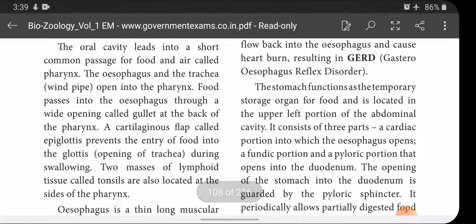The oral cavity leads into a short common passage for food and air called pharynx. The esophagus and trachea open into the pharynx. Food passes into the esophagus through a wide opening called gullet at the back of the pharynx. A cartilaginous flap called epiglottis prevents the entry of food into the glottis during swallowing. Two masses of lymphoid tissue called tonsils are also located at the sides of the pharynx.